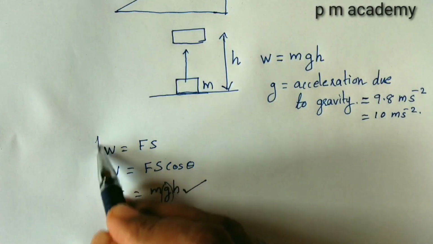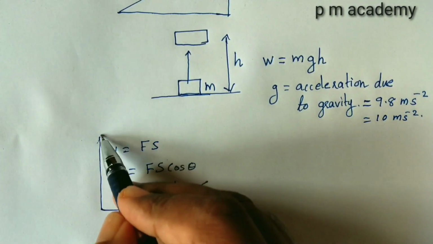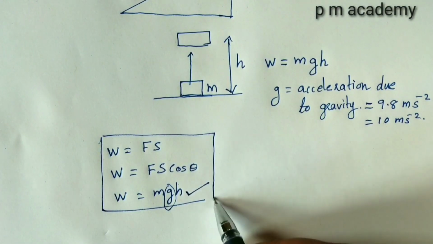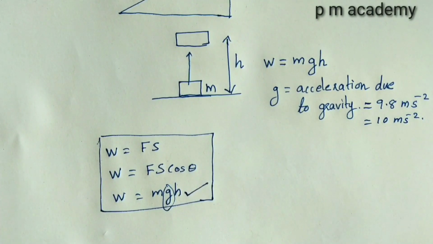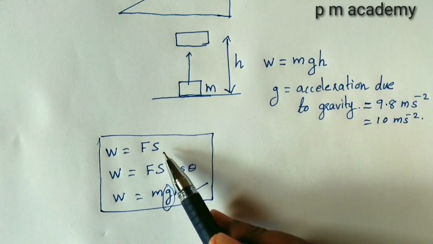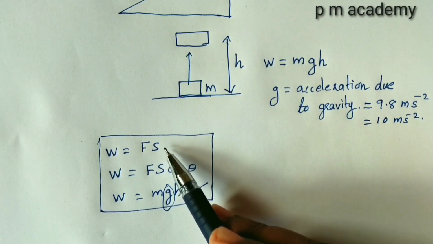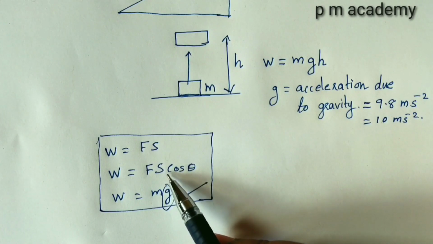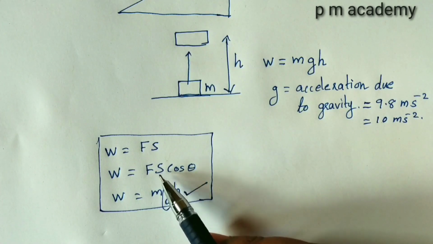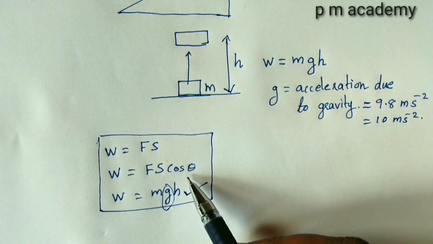These are the three formulas you have to study for 10th standard ICSE for finding work done. W is equal to F into S. This formula is used only if the force and displacement are in the same direction. If force and displacement are not in the same direction, if displacement makes an angle theta with the force, then the formula is F s cos theta.